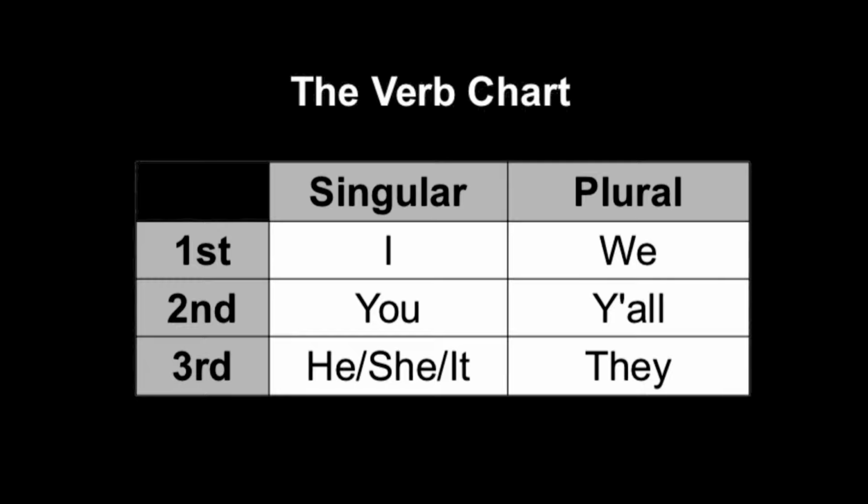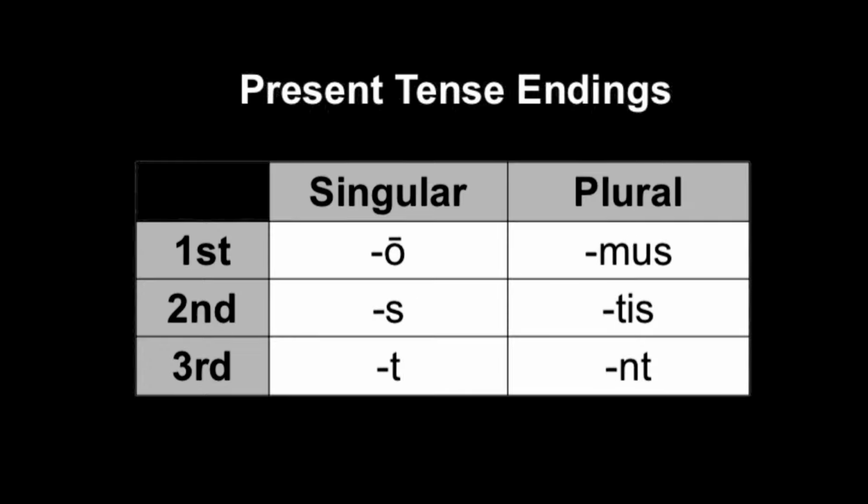Now, in Latin, we don't have to use these pronouns or their Latin equivalents. Instead of adding a pronoun to the beginning of a verb, we can simply put an ending on, you guessed it, the end of a verb. So our present tense endings are o/m, s, t, mus, tis, unt.